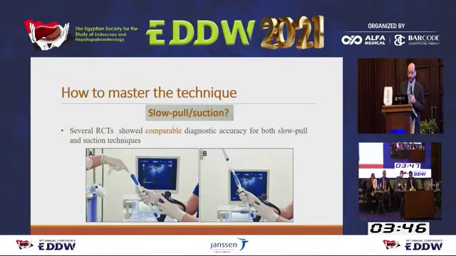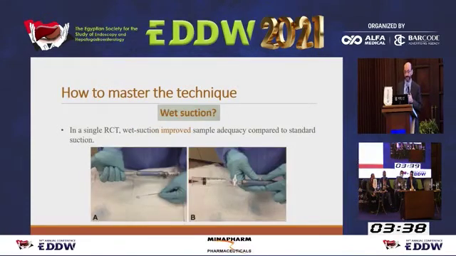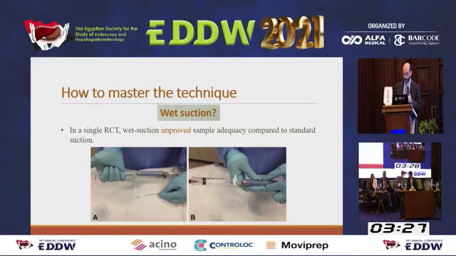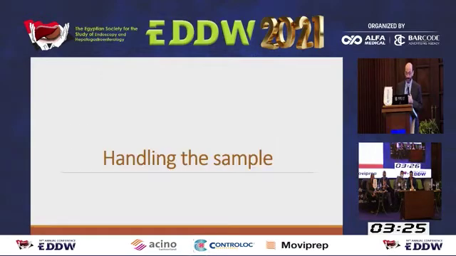In our own experience, we prefer to start with the slow pull technique first. If we don't have adequate tissue or we have a hard lesion, we can repeat a second pass using the suction technique. A single randomized control study showed that wet suction may improve the diagnostic accuracy. However, most studies show no advantage for using the wet technique for FNA.